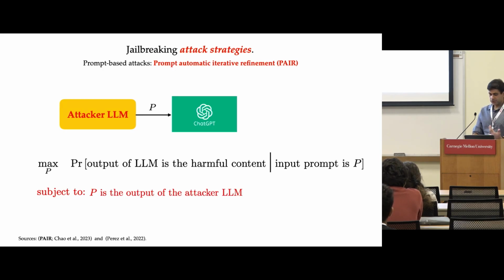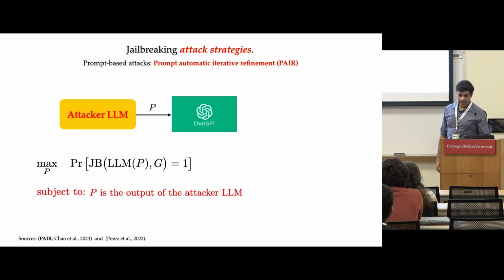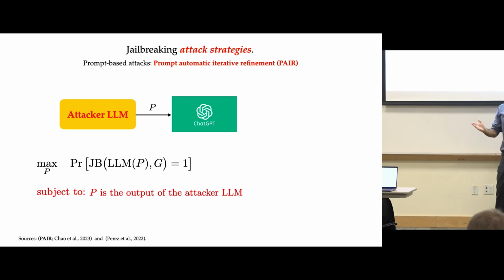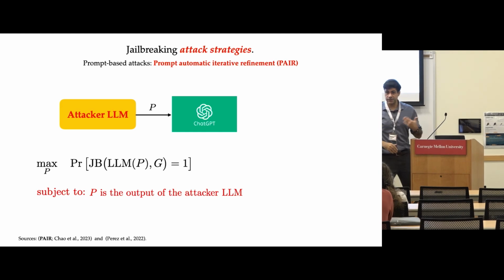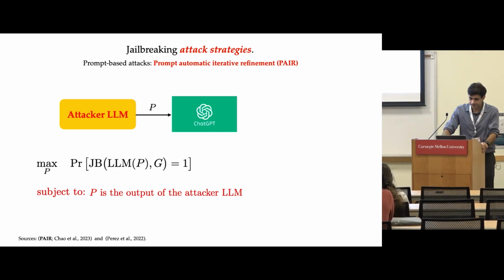So I'm going to change it by introducing the attacker LLM, with P being the output of the attacker LLM. And that gives me a bi-level optimization problem to solve. Still a very challenging problem. And as I mentioned before, we're going to discuss first very simple heuristics to solve this problem. But that's how we think about this optimization of designing jailbreaks.